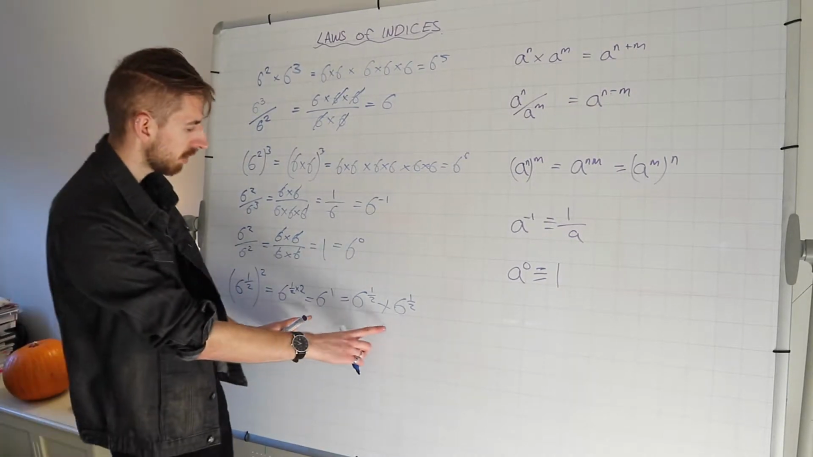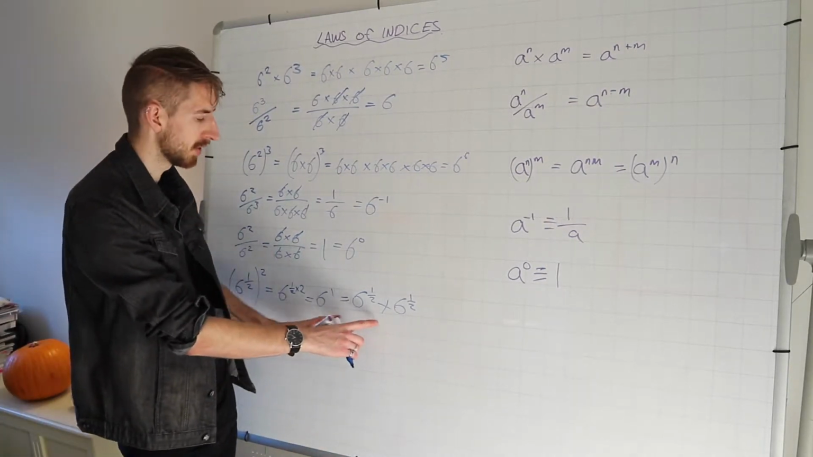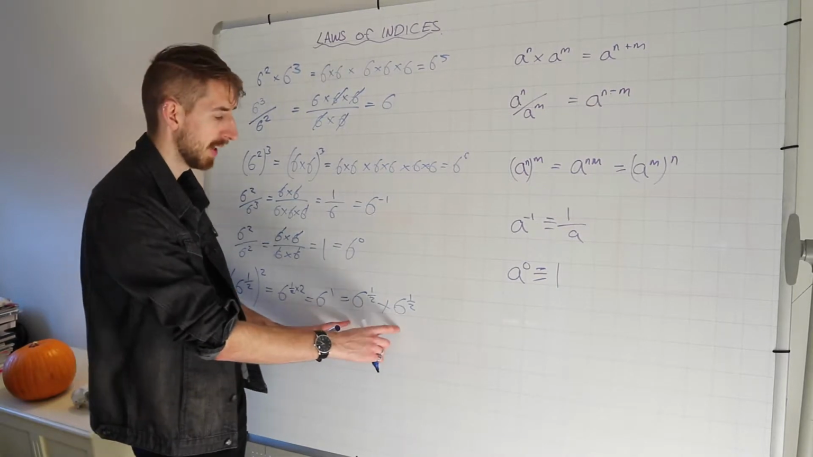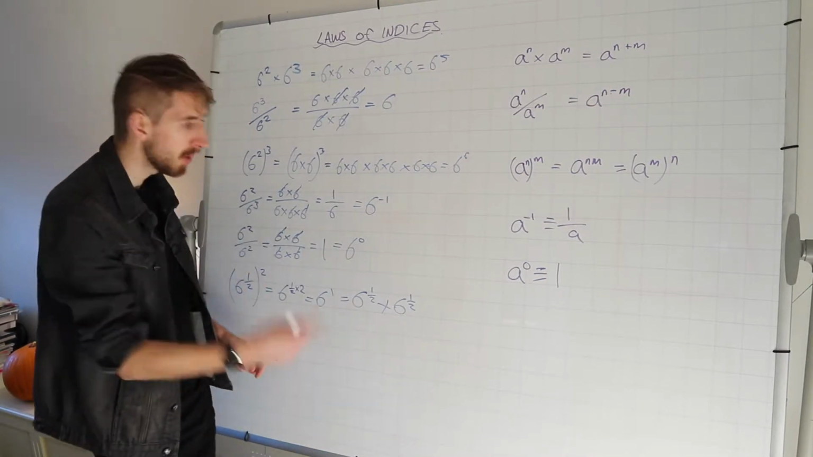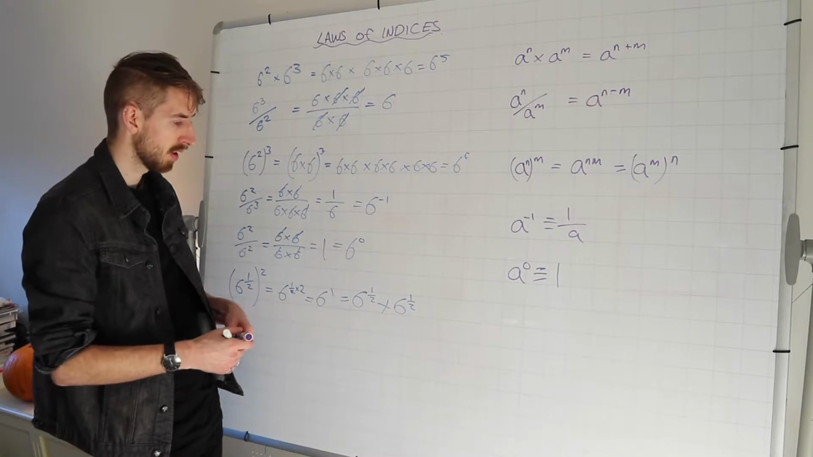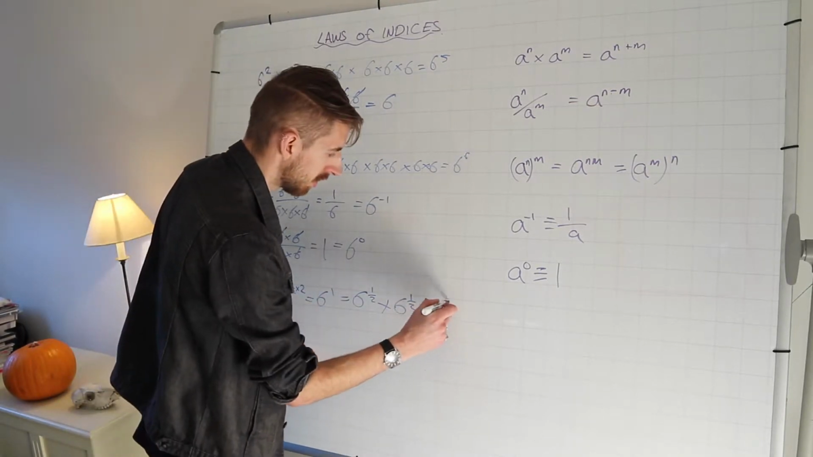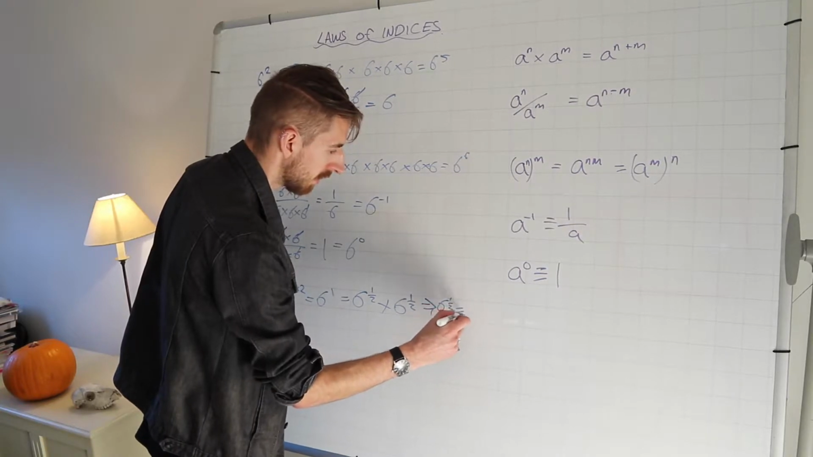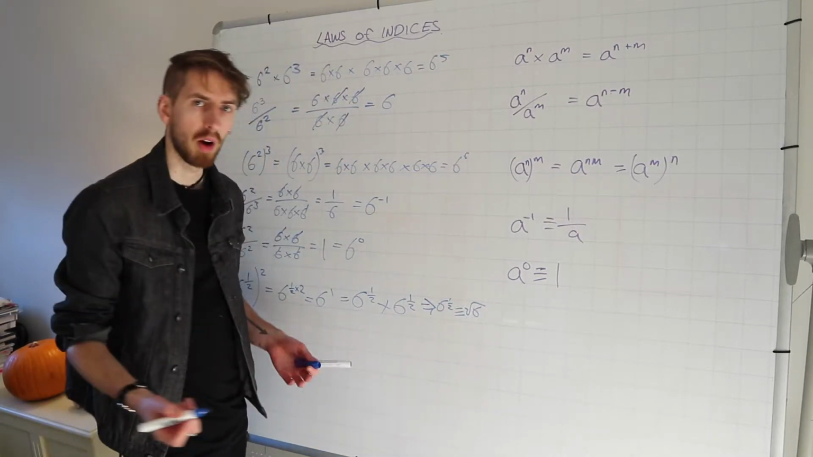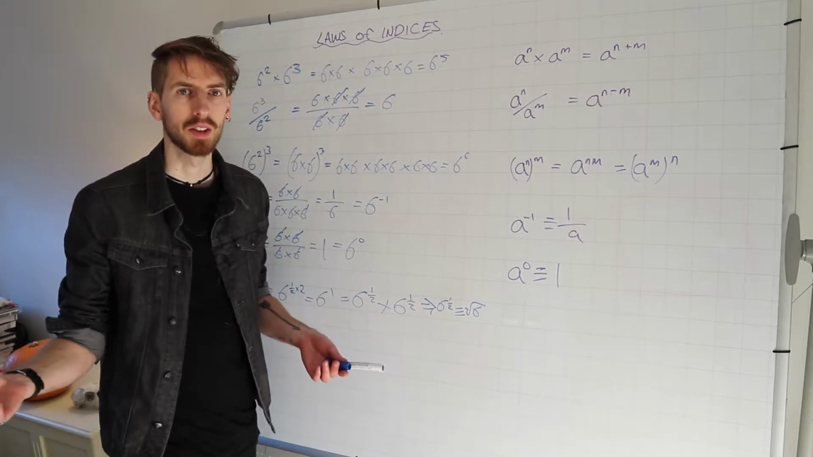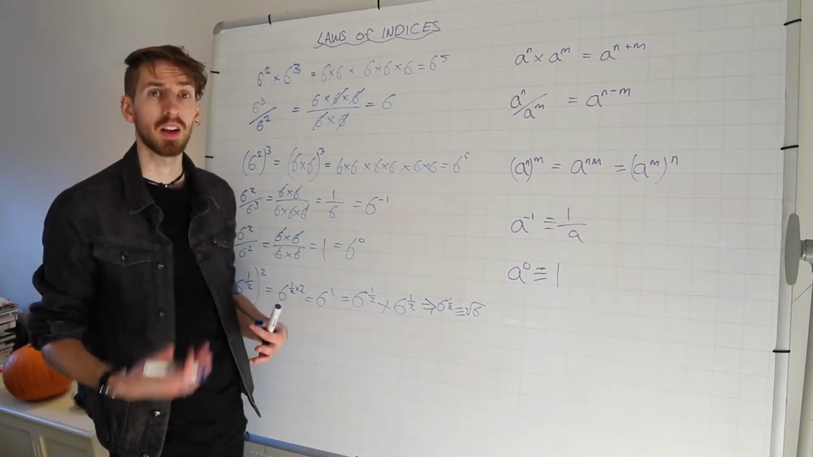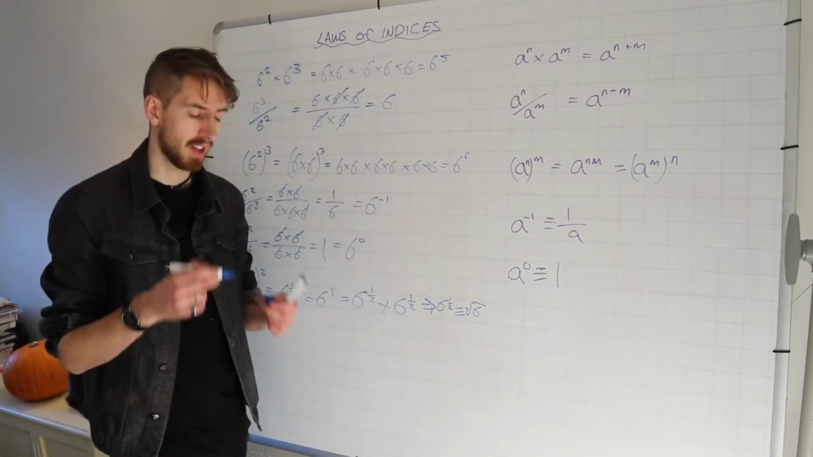So what we get is this little result here, that 6 is equal to 6 to the power of a half times 6 to the power of a half, which must mean that 6 to the power of a half is the square root of 6, because that's the property of a square root: when you times it by itself, you get that number under there.